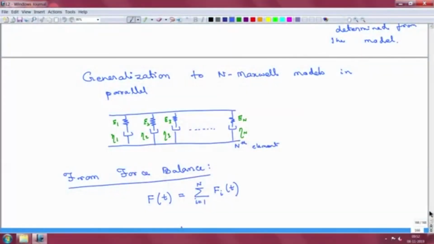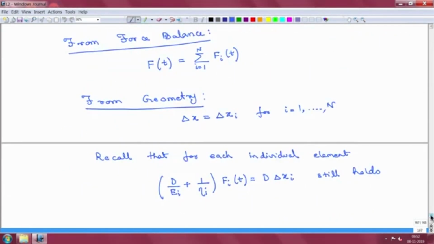Welcome back to one more lecture on Introduction to Soft Matter. Last time we were discussing the specific case of the generalization to N-Maxwell models in parallel, and we had left off where we had discussed that the force balance equation would look very similar to what we had before, and we had also remarked that the geometry constraint remains identical to what it would remain in the case of elements in parallel, which is something that you would expect obviously.